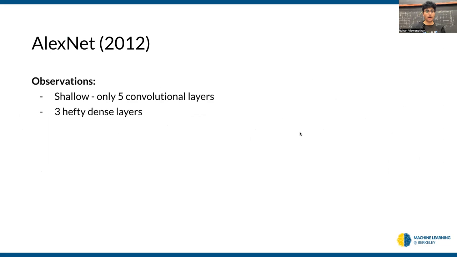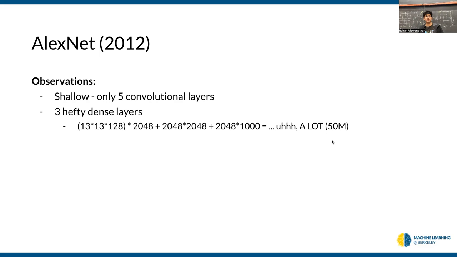So 3 hefty dense layers are following this last stack of convolutions and max pooling, and that results in a lot of parameters. Dense layers are fully connected, so you're doing your matrix multiplication across the entire layer, so your number of parameters stacks up quite a bit. This also means that the number of computations that you need to do stacks up quite a bit.